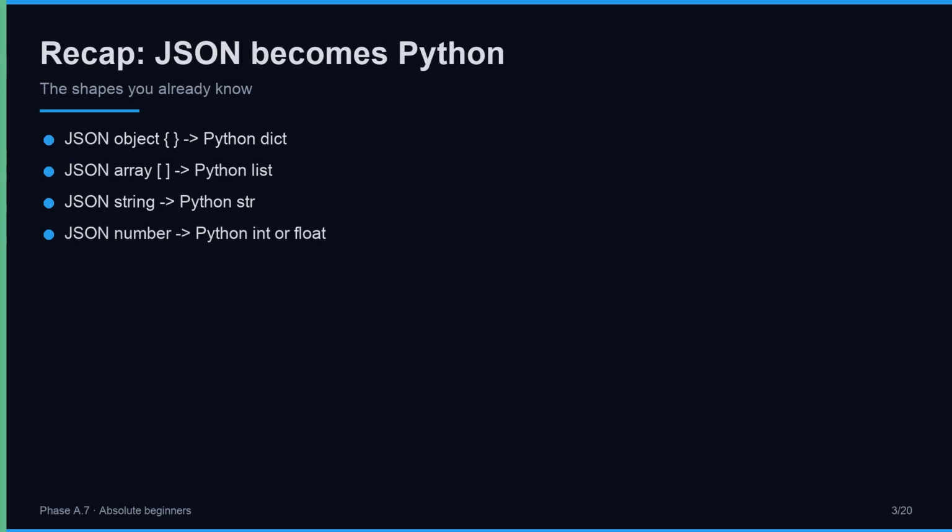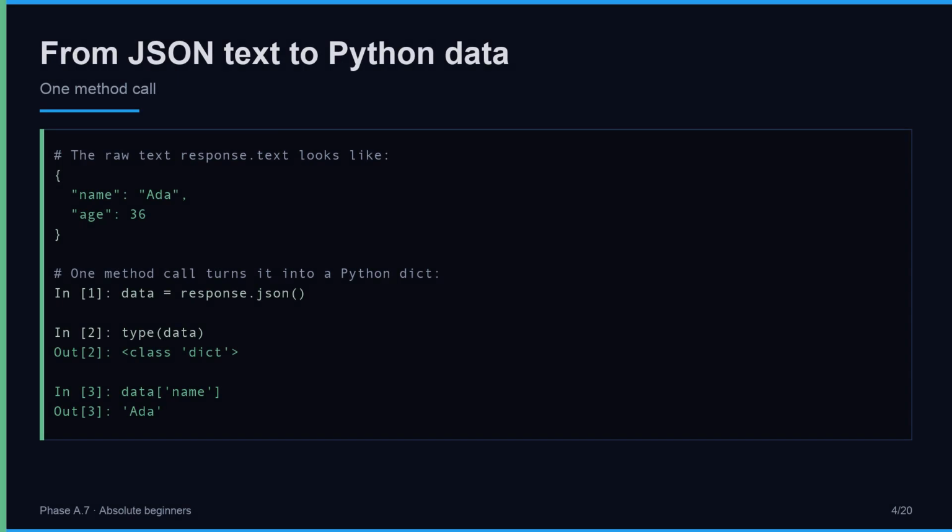Quick recap of how JSON maps onto Python. A JSON object, curly braces with keys and values, becomes a Python dictionary. A JSON array, square brackets with items, becomes a Python list. A JSON string becomes a Python string. A JSON number becomes an int or a float depending on whether it has a decimal point. A JSON true or false becomes a Python boolean. When you call response.json, the entire body turns into Python data using exactly these mappings. Nothing new, just the collections you already know, wearing slightly different braces. Familiar shapes, different braces.